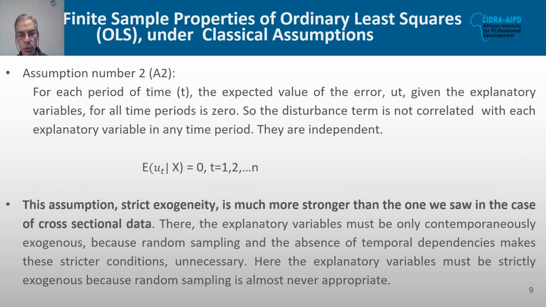Assumption number 2. For each time period t, the expected value of the error U sub t, given the explanatory variables for all time periods, has to be 0. So the disturbance term is not correlated with each explanatory variable in any time period. They're independent. This assumption, named strict exogeneity, is much stronger than the one we saw in the case of cross-sectional data. There, the explanatory variables must be only contemporaneously exogenous, because random sampling and the absence of temporal dependencies make these stricter conditions unnecessary. Here, the explanatory variables have to be strictly exogenous because random sampling is almost never appropriate.